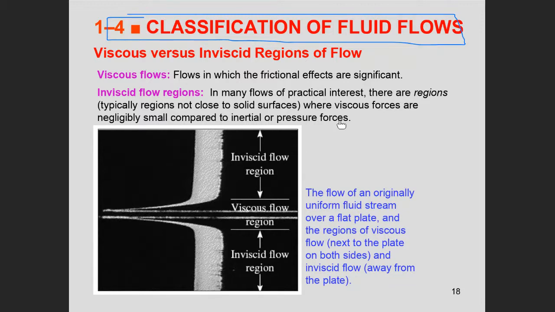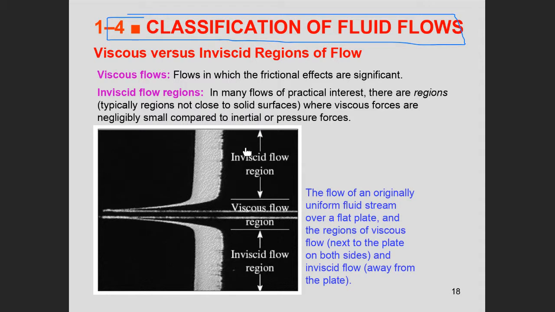We have just talked about the no-slip boundary condition, and we said there is a boundary layer close to the wall, and within this boundary layer, the viscous effect is significant. The friction between the surface and the molecules of the fluid is high enough to delay the speed. But if you move far away, we call it inviscid flow. So this is a viscous flow, and this is inviscid flow.